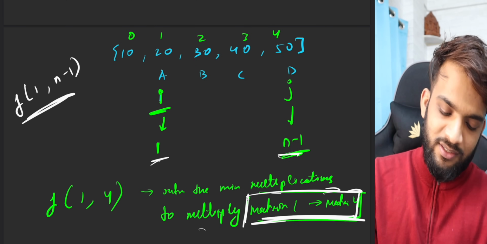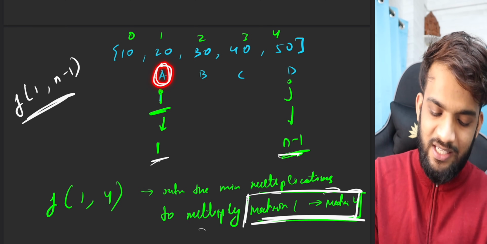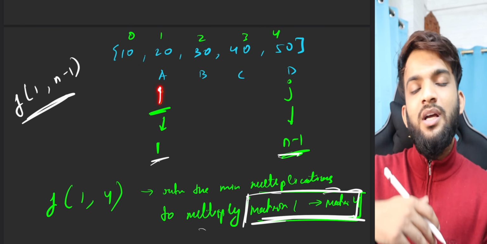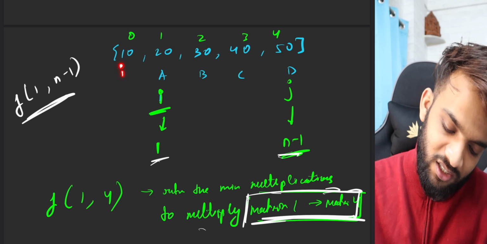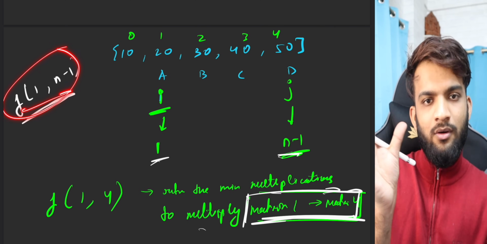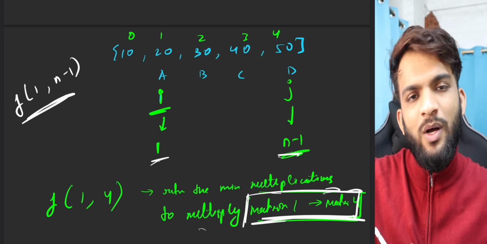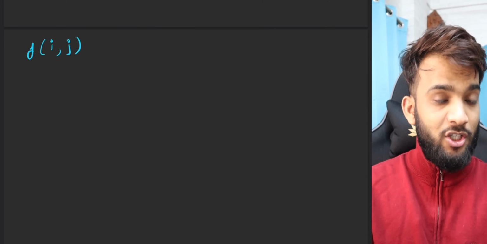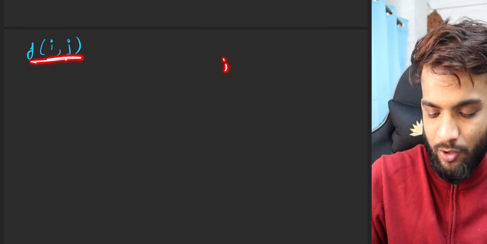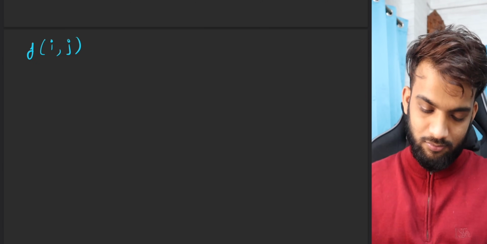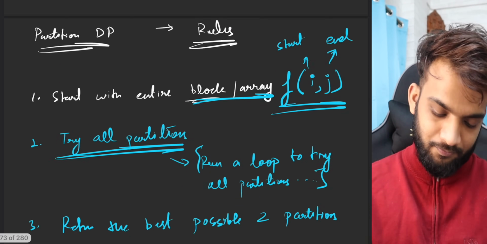Like over here, since A meant this guy into this guy, I started here. In some other problems, I might start here, and j might end here. You have to figure out where your entire block lies. Once you figure that out, it becomes very, very easy. So you have understood what f of i, j means. It states: this is the block, give me the minimum operations required. Perfect. First step done.